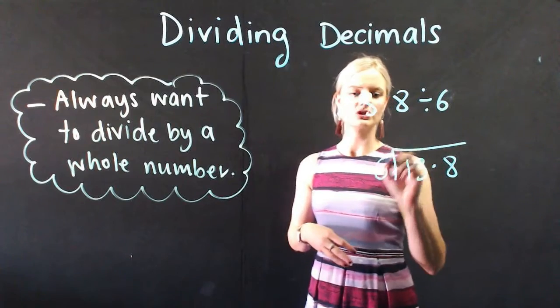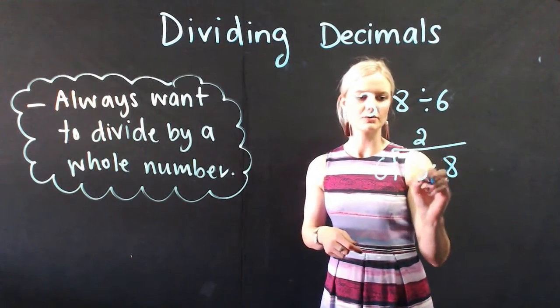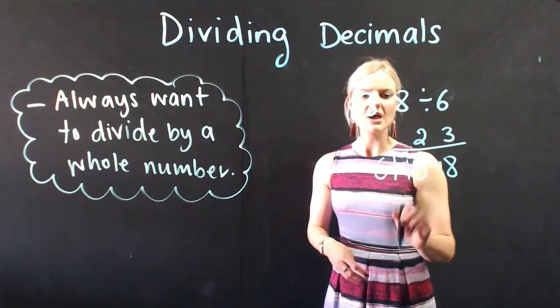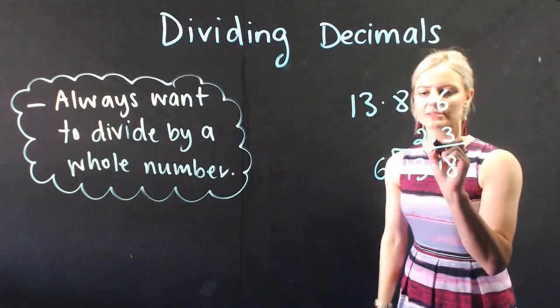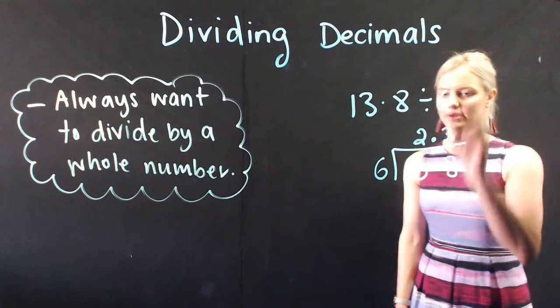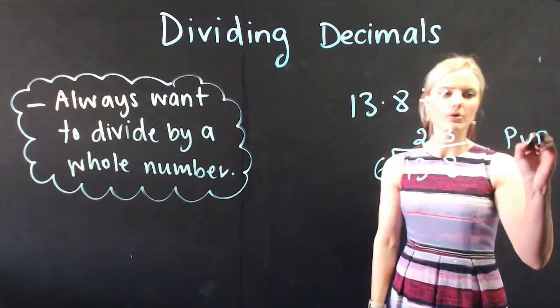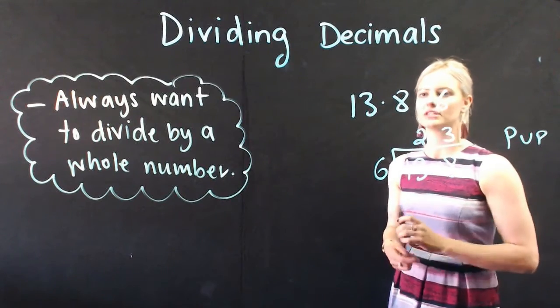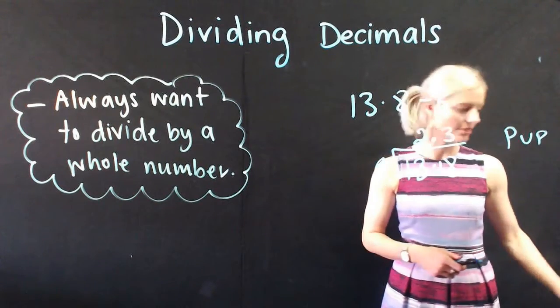Undertake that division. 6 into 13 goes twice with 1 left over. 3. You've got to make sure that you follow your decimal point, point under point. Make sure that they align point under point. The answer to 13.8 divided by 6 is 2.3.